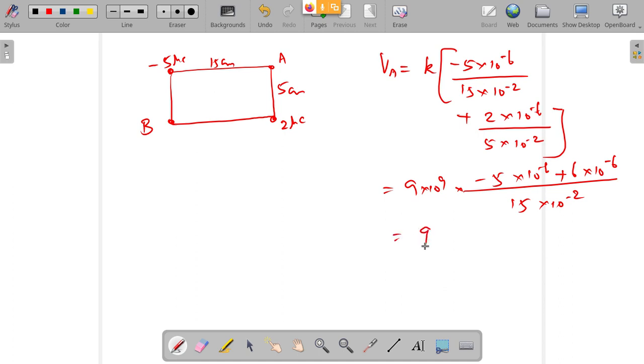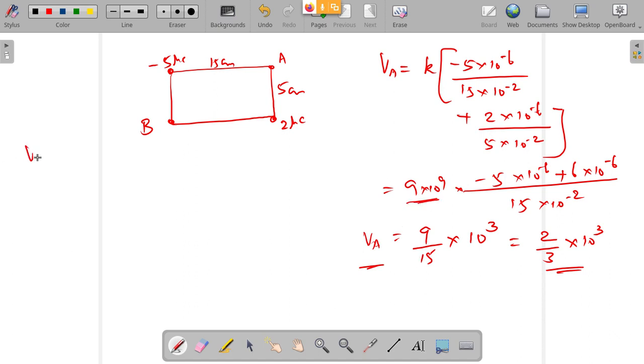So it is basically 9 by 15 into 10 power 3. So this is 2 by 3 only. 2 by 3 into 10 power 3. Right. Correct. This is 1 by 15, right? 9 by 15 it becomes. That's why 2 by 3 is the answer, VA. I think VA we got a different answer last time. This is the correct one. 9 into 10 power 9 we have to multiply outside, right? We forgot that, I think.